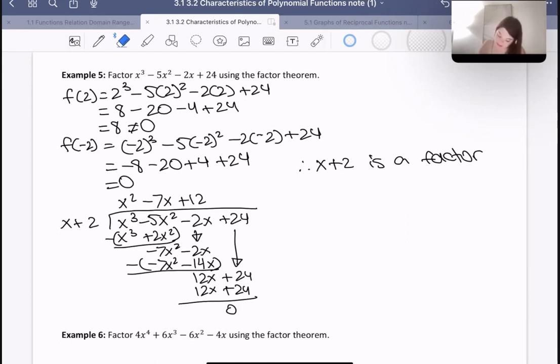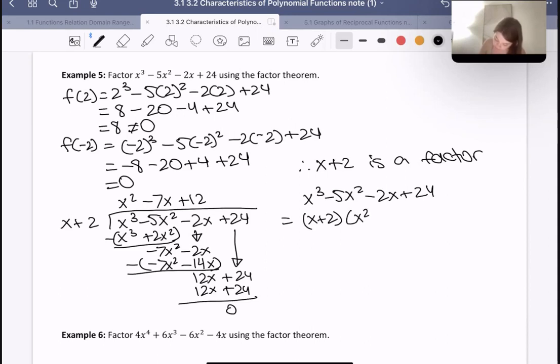Okay, so that said, we know that x cubed minus 5x squared minus 2x plus 24 is equal to x plus 2 times x squared minus 7x plus 12. And then can we factor this further? It's possible we can. So let's go back to our quadratic method. What are two things that multiply out to 12 and add up to negative 7? Well, negative 3 and negative 4 is the first thing I can think of, so that is going to work. x minus 3, x minus 4, and therefore this is the factored form.